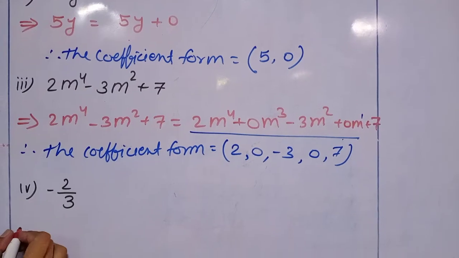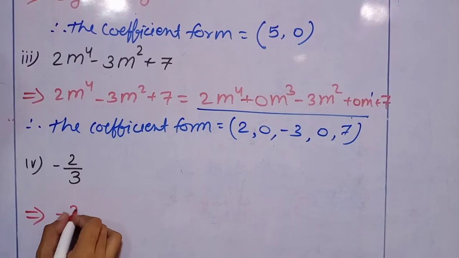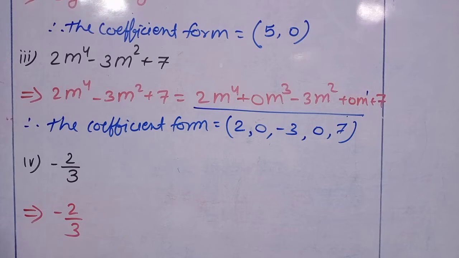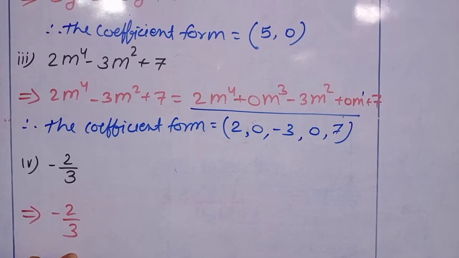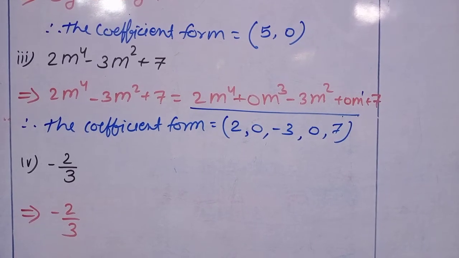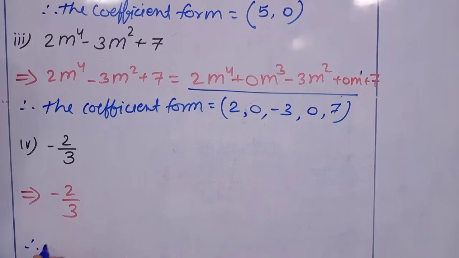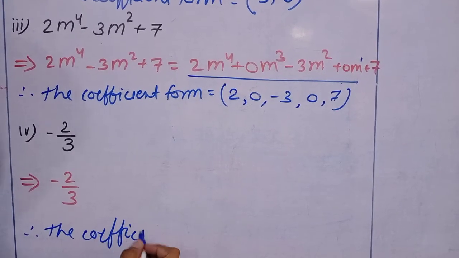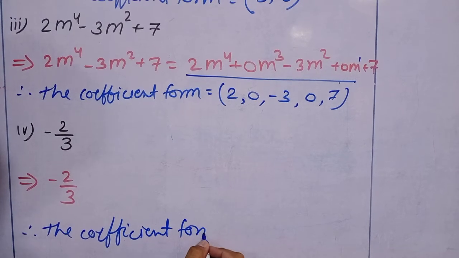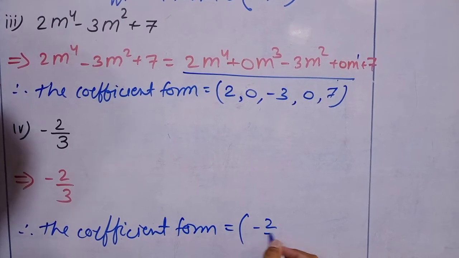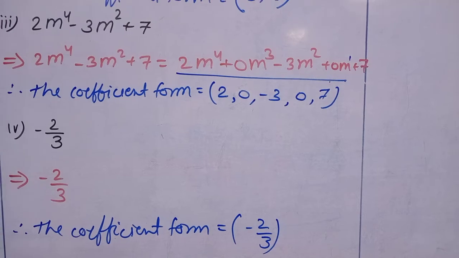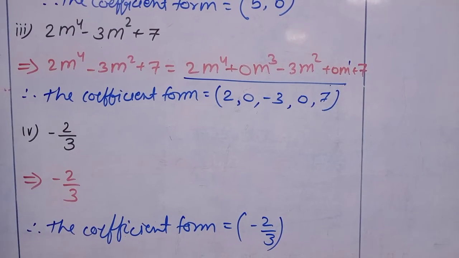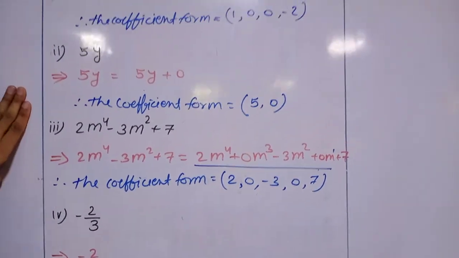See the next one, minus 2 upon 3, what should we write? Can we write anything else? No, that will be the same. Therefore the coefficient form is equal to minus 2 upon 3. So this way we can write the coefficient form of the given polynomial.